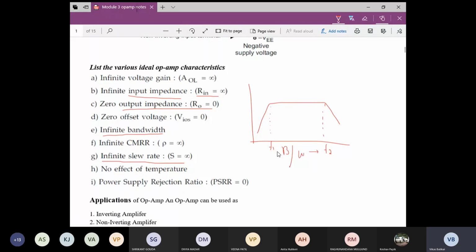Why should the bandwidth be large? So that I can amplify a large amount of signals with different frequencies, right from the lowest frequency to the highest frequency. If the bandwidth is small, wherein my F1 and F2 have been reduced, I'll be left with only this band of frequencies to be amplified. This is what the op-amp does not deserve. This is what is required. This is what we figured out in the bandwidth aspect.